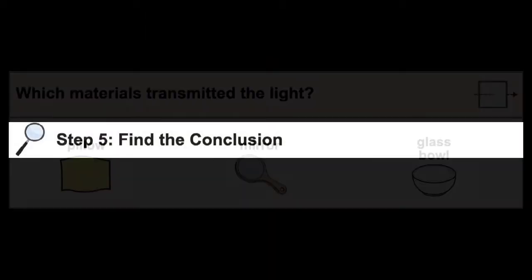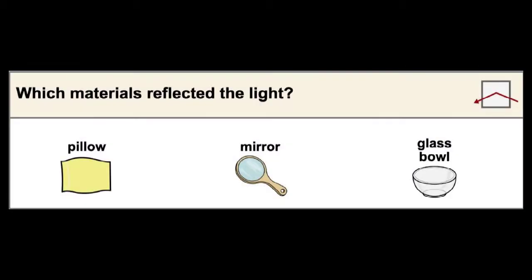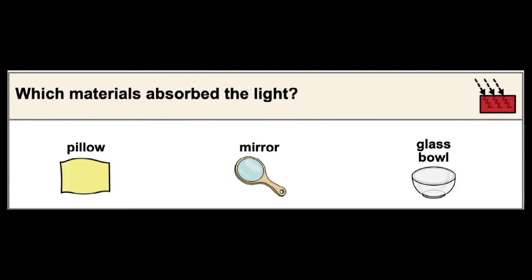Let's find the conclusion. Which materials transmitted the light? That means which material allowed the light to go through the object? Yes, the glass bowl. Which material reflected the light? Which material made the light bounce off? Yes, the mirror reflected the light. Good. Now, which material absorbed the light, where the light could not reach the wall? Yes, the pillow absorbed the light. Very good.